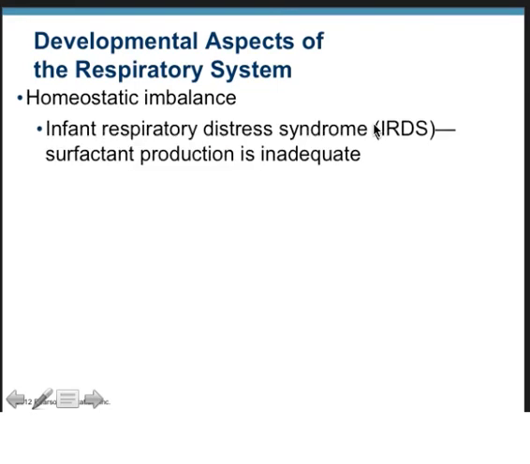Sometimes what can happen is that if the baby's born too early, there's lack of surfactant, and this will result in an inability of the child to properly breathe, and this is called infant respiratory distress syndrome. And this is where we have to give surfactant through an inhaler in order for them to breathe without tremendous effort.